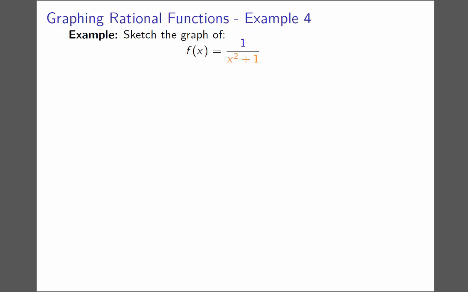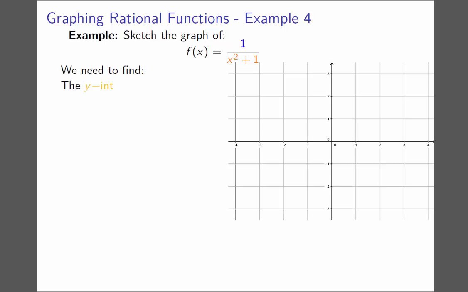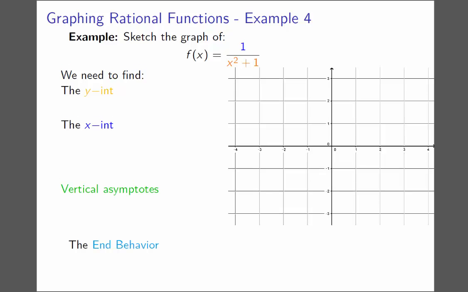In this example, let's sketch the graph of the rational function f of x equals 1 over x squared plus 1. To sketch our graph, we need to find the y-intercept, the x-intercepts, the vertical asymptotes, and the end behavior. Let's start with the y-intercept because it's the easiest.